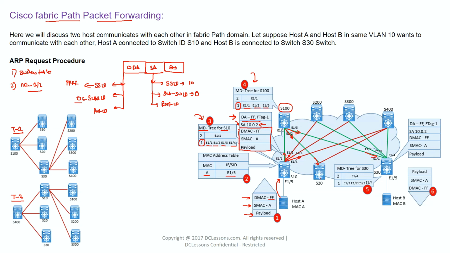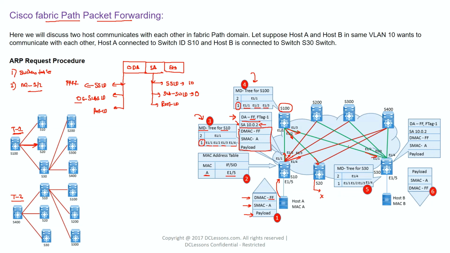Now the packet reaches here. Once the broadcast packet reaches switch 20, switch 20 will again consult its tree. In tree 1, you can see that it has only one leg, and it doesn't have any host, so that packet will be discarded.